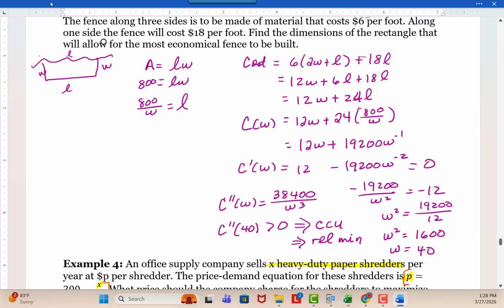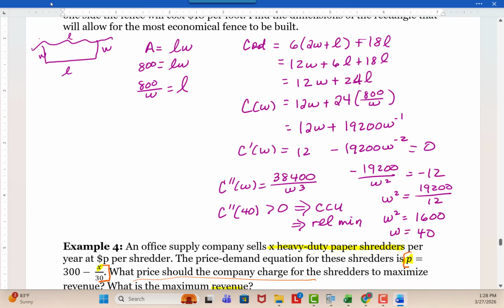So the question that we need to answer is, what are the dimensions of the rectangle that will allow for the most economical fence to be built? We know that W is equal to 40. We're looking for dimensions, W by L. So it's going to be 40 by, well, we can get L by looking at 800 over 40. So that's going to be 20, both in feet. So the dimensions that will allow for the most economical fence would be 40 feet by 20 feet.